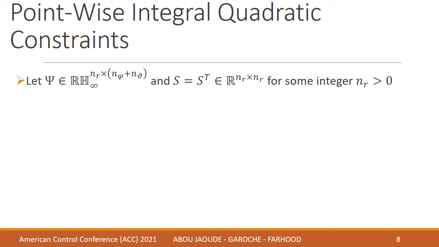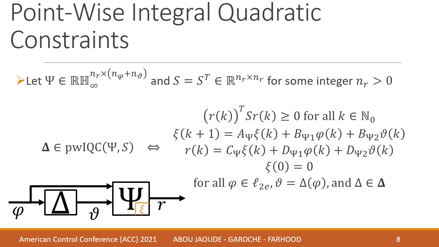Now, the set delta is said to satisfy the pointwise IQC defined by Psi and S if rk transpose S rk is non-negative for all k. That is, we are requiring the term inside the summation on the previous slide to be non-negative for all time steps. Clearly, if a set delta satisfies a given pointwise IQC, then it also satisfies the corresponding standard IQC. However, the converse is not necessarily true.